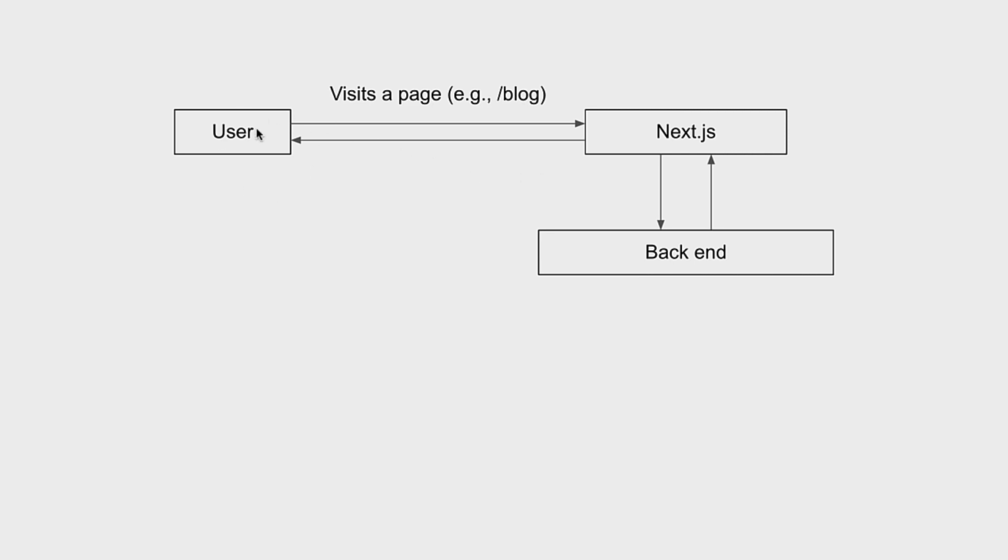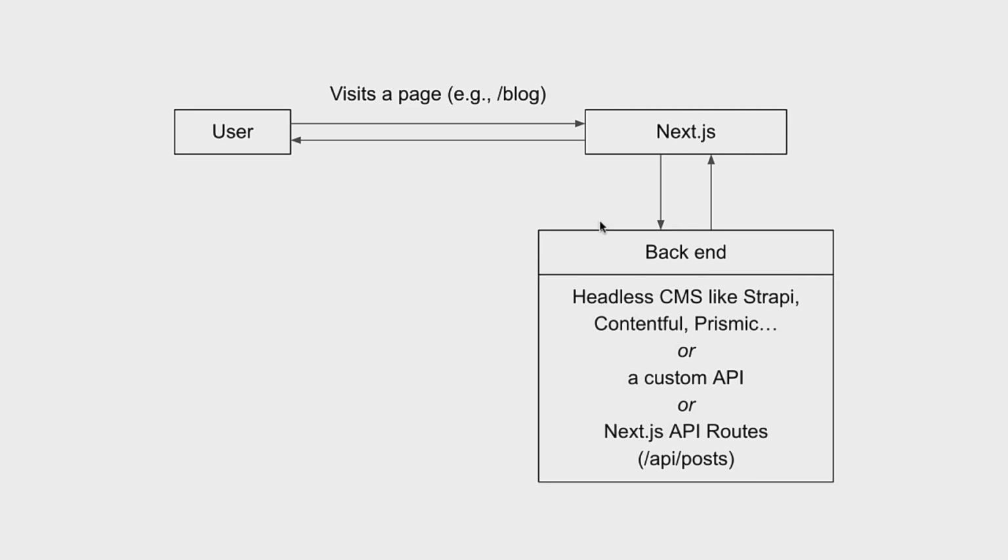A basic user flow would look something like this. A user visits a page and Next.js prepares HTML for that page, and in the process it can fetch some data from some backend API. This can be a headless CMS like Strapi, Contentful, Prismic, or a custom API, or even Next.js built-in API routes feature. So Next.js gets the data, prepares the HTML, and it renders it for the user on the client side.